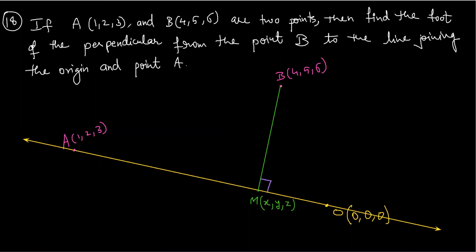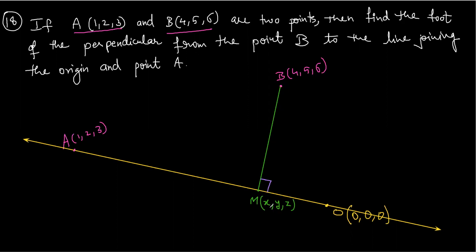If A(1, 2, 3) and B(4, 5, 6) are 2 points, then find the foot of the perpendicular from point B to the line joining origin and point A. So I join point A with the origin. I get the line joining origin and A. This is the line here. You can check, this is the line joining A with O, origin. And now from point B, I draw a perpendicular to this line. So the foot of the perpendicular is M, I assume.